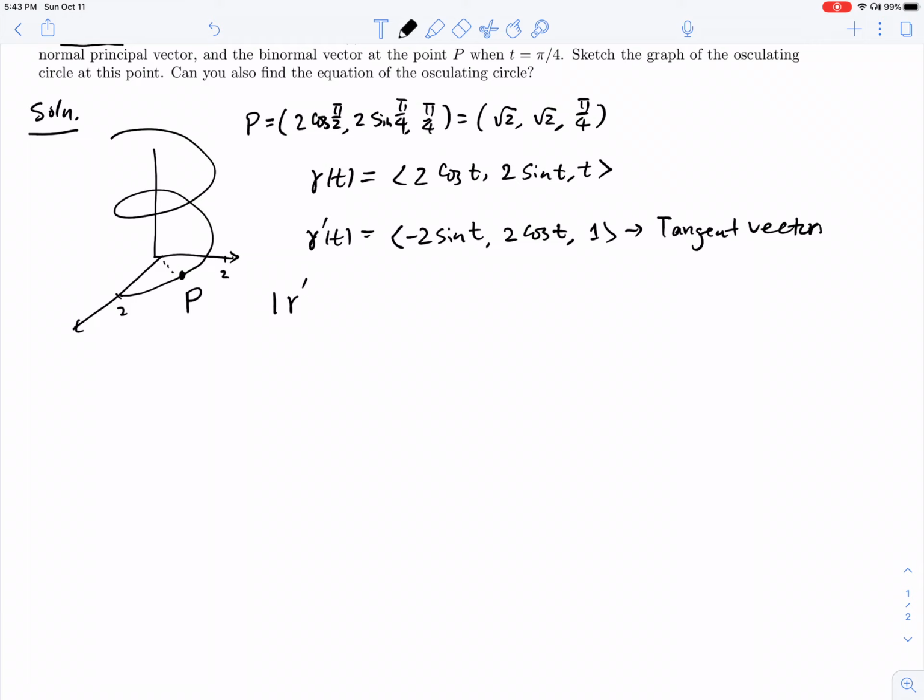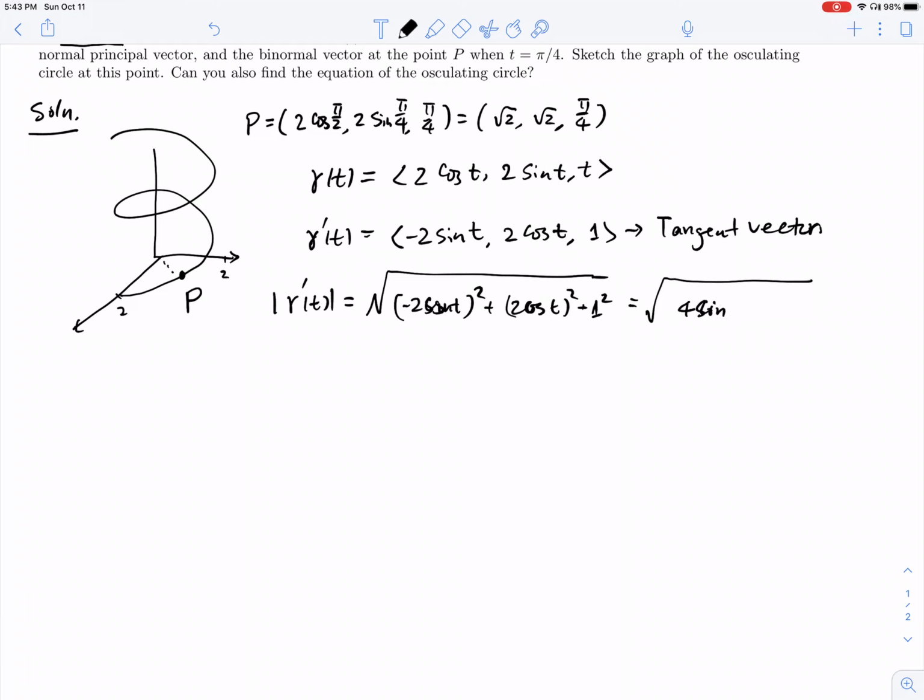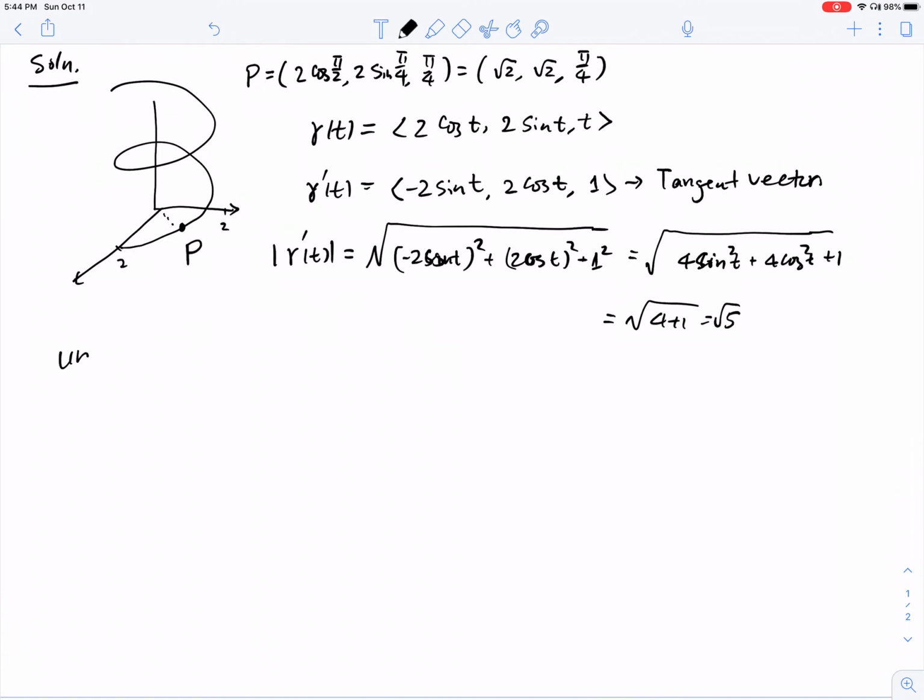So we're going to look at the length over here. This vector's length is a square root, right? So we have negative 2 sine t squared plus 2 cosine t squared and plus 1 squared, right? And that's the vector's length. And we have square root over here. We have 4 sine squared t plus 4 cosine squared t and plus 1. And then we will have square root of 4 plus 1, and that's going to be root 5. Okay, so that's the length of this vector. So now we have the unit tangent vector.